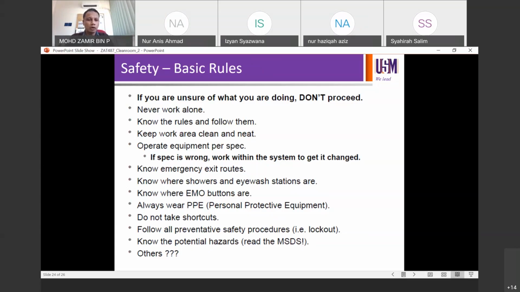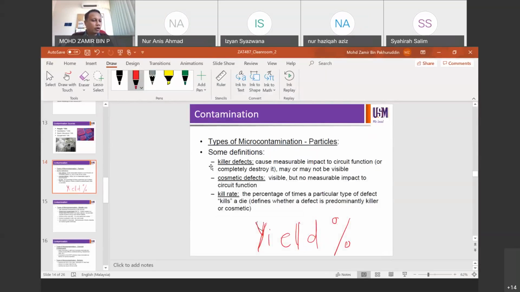Okay, so they are all do's and don'ts, and you are not also allowed to play in the fab macam you nak melawak ke apa kan. So it can be dangerous because you are in your bunny suit, and yeah, it may be hazardous as well to some extent. Okay, so done for clean room.